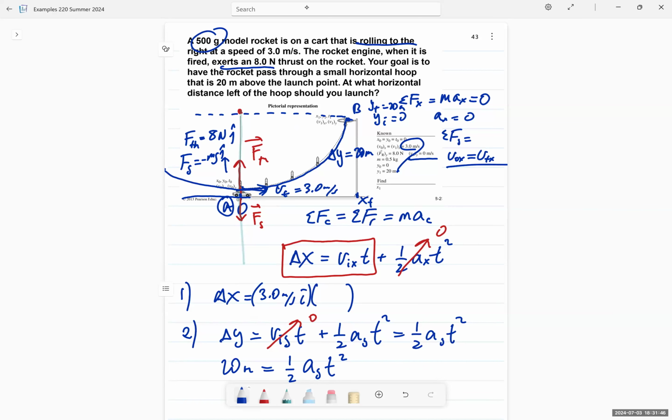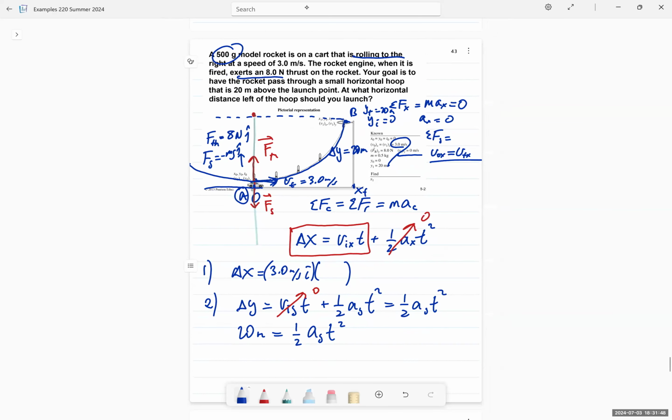But this is where the dynamics come into play. I don't have the acceleration to solve for the time, because time will be the square root of 2 times delta y divided by ay. But now I can go into the dynamics of this part of the problem and solve for the acceleration using Newton's second law. So that's what we're going to do.